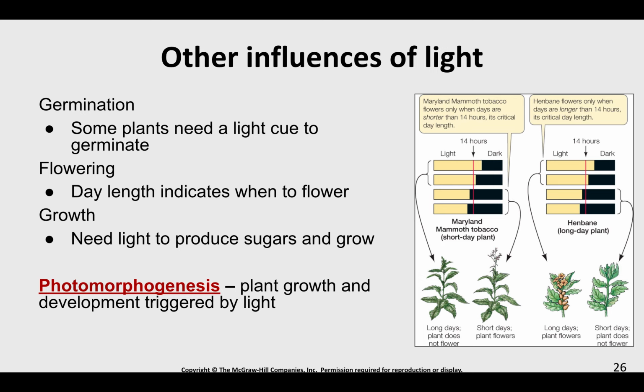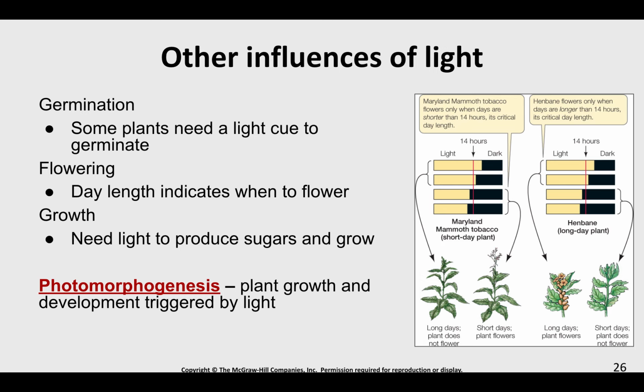Flowering: the length of day will determine when a plant will flower. We'll elaborate on this on the next couple of slides here. Some plants need a long daylight amount in order to flower. Other plants need a shorter daylight amount in order to flower. And then obviously growth. Plants need light to photosynthesize to produce those sugars. Those sugars will lead to better growth of the plant.